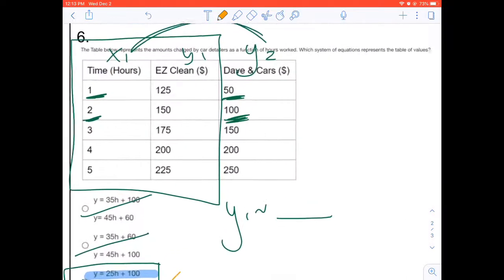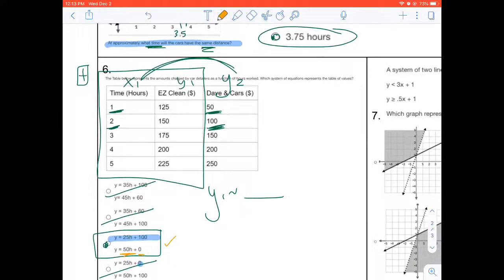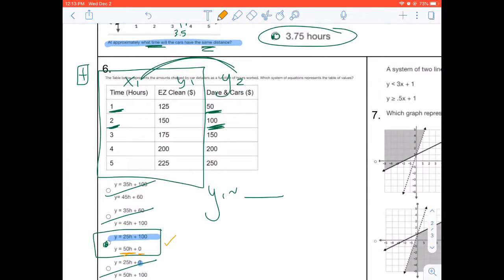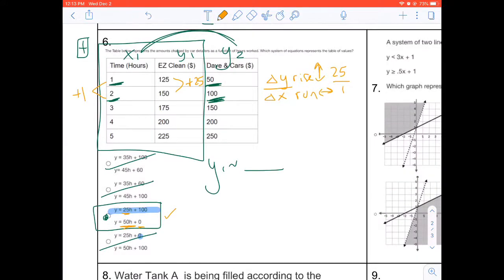Now if you chose to do this by hand, you can still find your slopes by doing your bird beaks. So over here, how do we get from a 1 to a 2? We're adding 1. How do we get from a 125 to 150? We're adding 25. When you do slope, remember it's the change in y over the change in x, because that is your rise direction and your run direction. So 25 over 1 is your slope. And again, that's where this 25 is coming from.